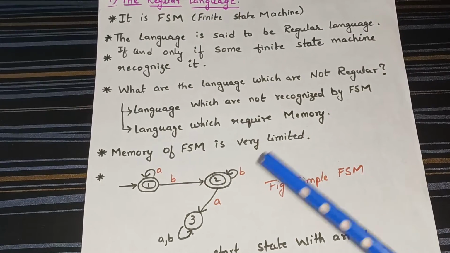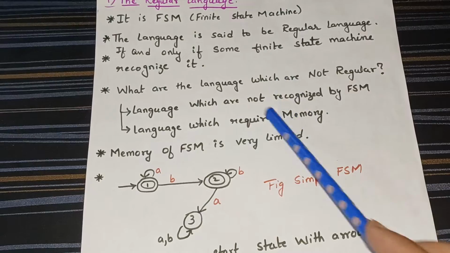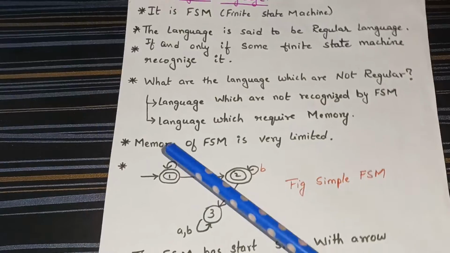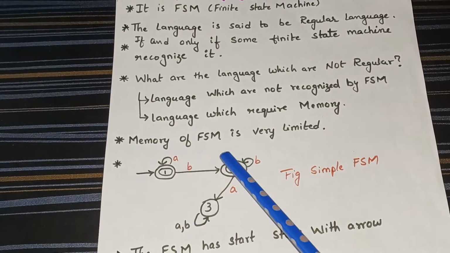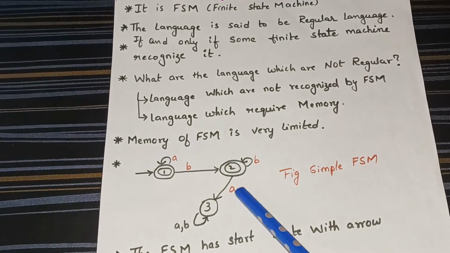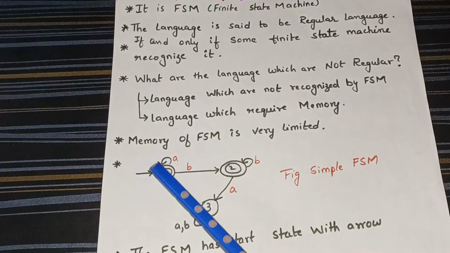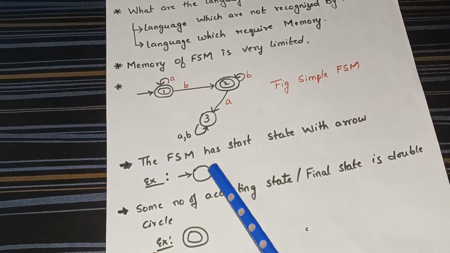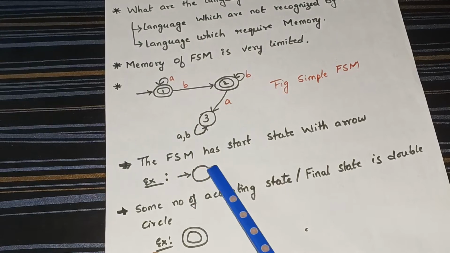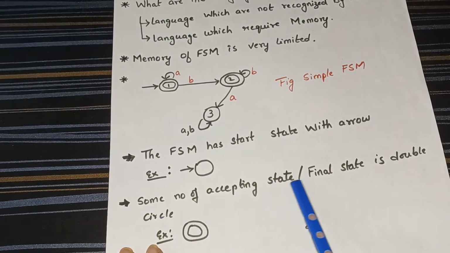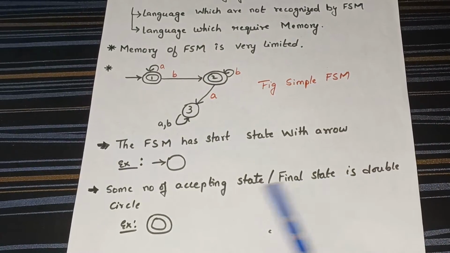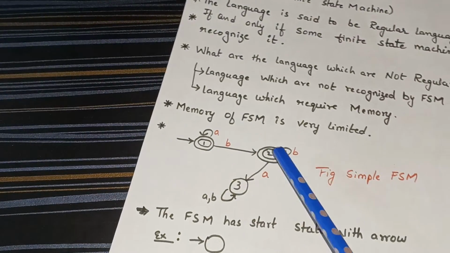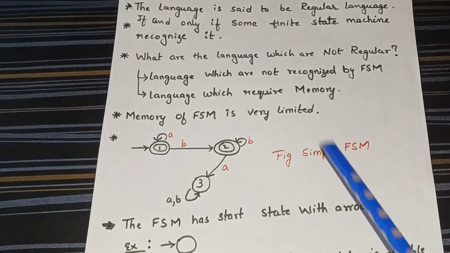For an FSM to recognize a language, for the inputs A and B given, the states should accept those. Here 1, 2, 3 are the states, and A, B are the inputs. The arrow given at the start marks the start state. Final states are drawn as double circles. Here 1 and 2 are the final or accepting states.